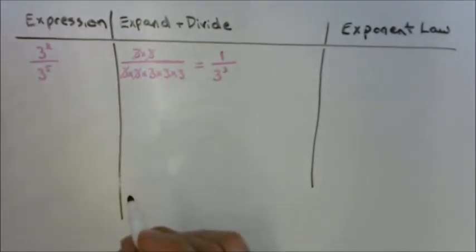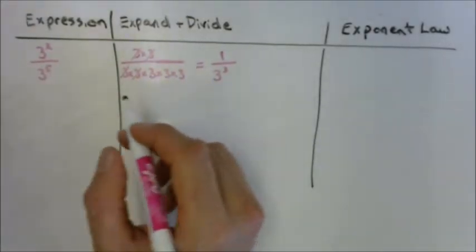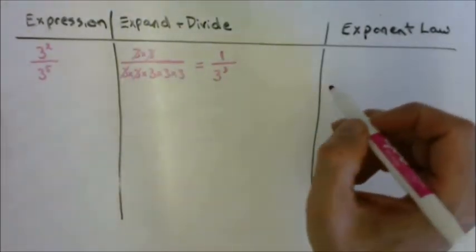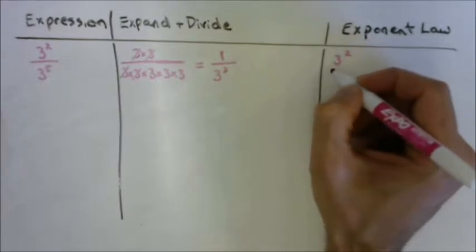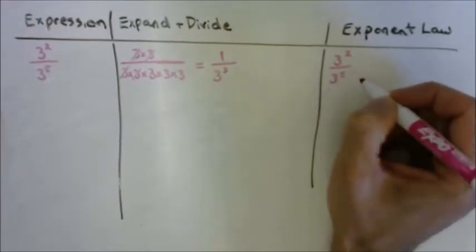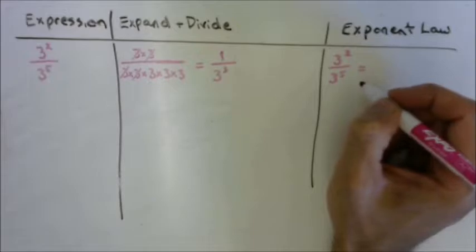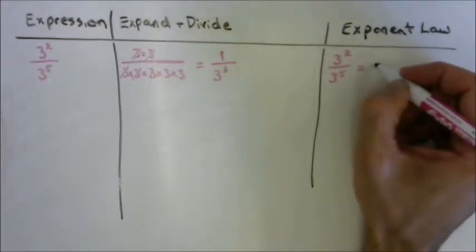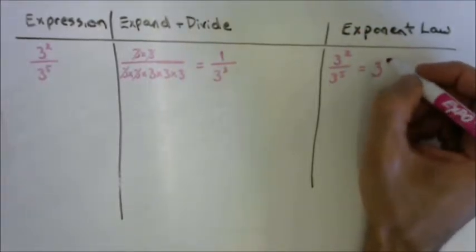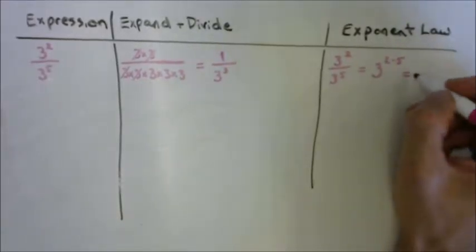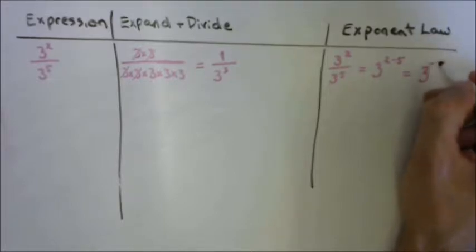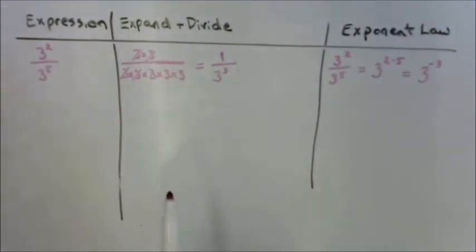Which exponent law did we use? It's the quotient law, quotient rule, right? So now this is how it looks if we expand and divide. And let's look at what our quotient law says. It says that if we have 3 to the power of 2 over 3 to the power of 5, which we have, right? It says that we can do our base 3 to the power of 2 minus 5. What's 2 minus 5? So we have 3 to the power of negative 3.